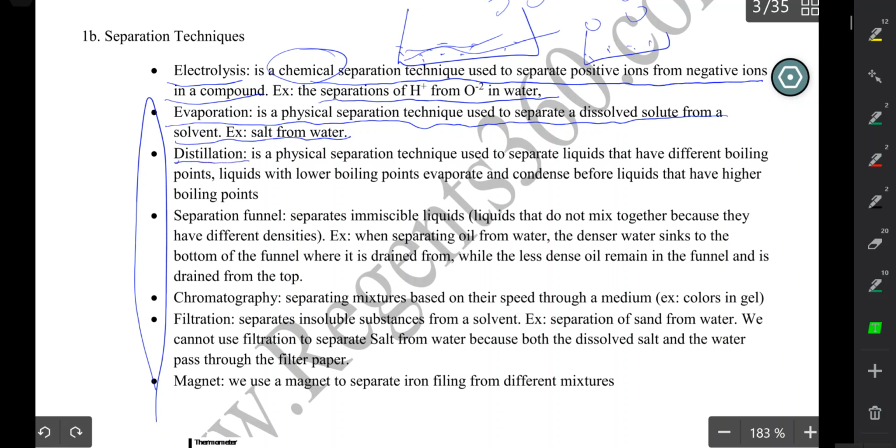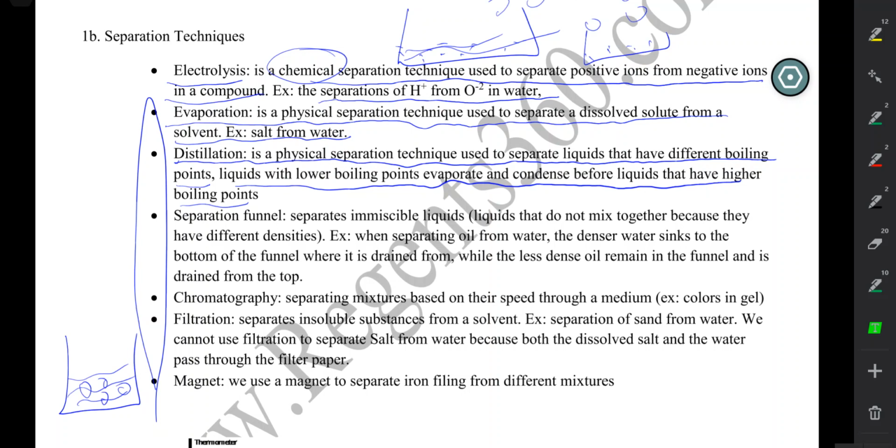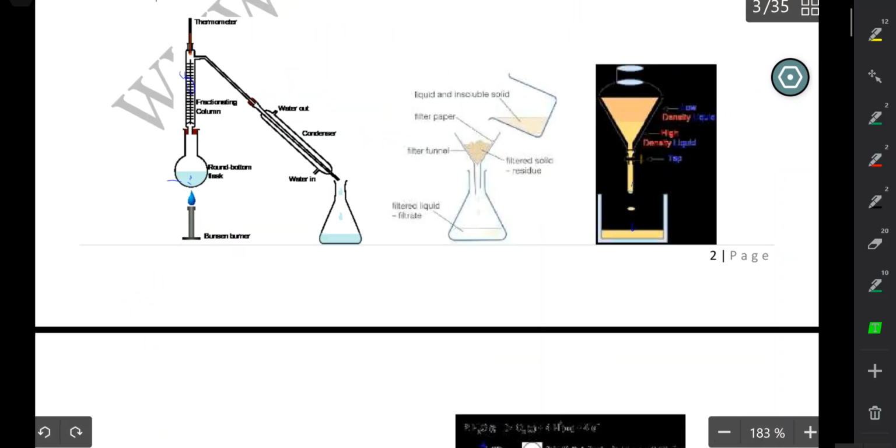Distillation. Okay, so the best example would be a mixture of alcohol and water. So if you have alcohol and water, alcohol has a lower boiling point, meaning it will turn into a gas at a lower temperature. So alcohol will evaporate first and make its way. Let's take a look at a distillation picture. Here we go.